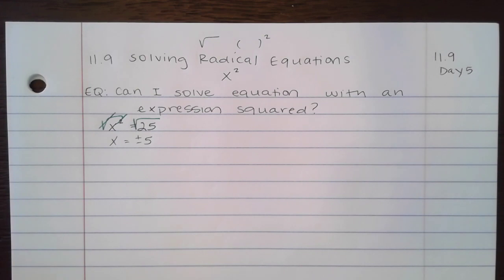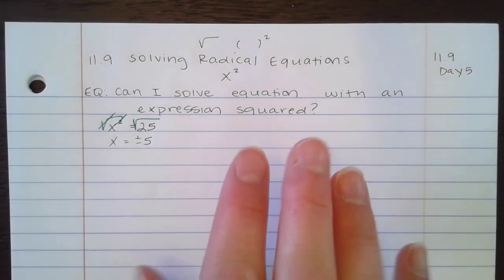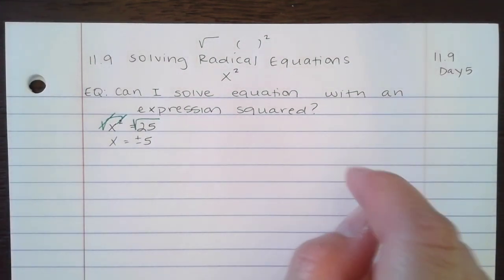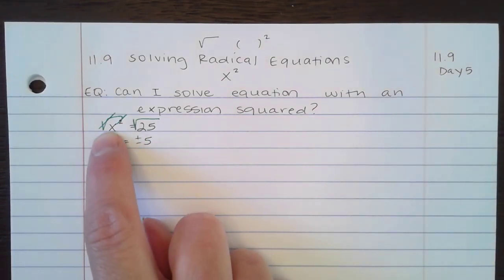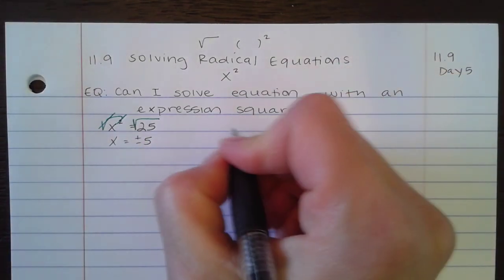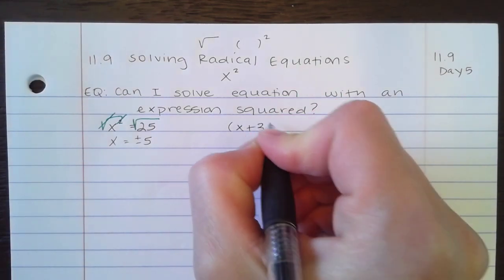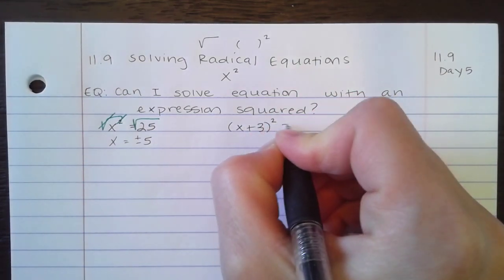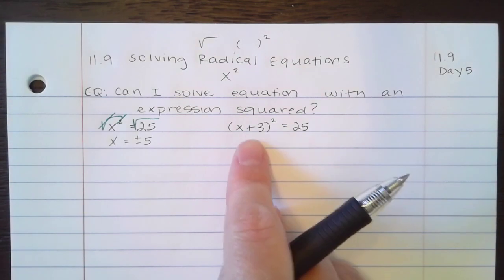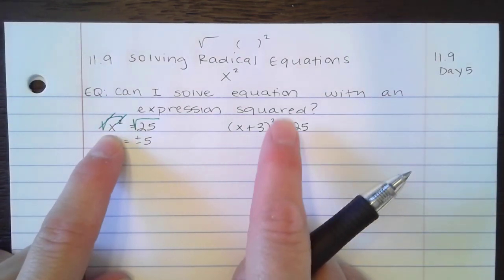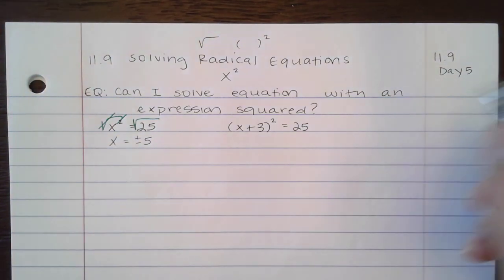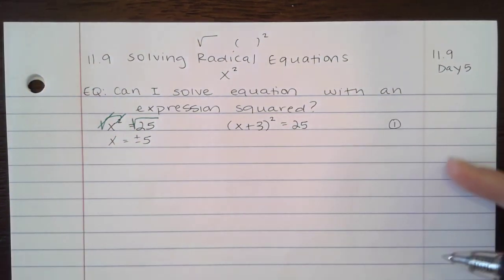What you are doing today is not a new topic. We're just going to look and see what happens if it's not just x. What if it is something like this? X plus 3 squared is equal to 25. So let's look at the similarities and differences. Instead of just an x squared, that's an x plus 3 squared is equal to 25. And you're going to solve using the same steps as we did in our previous days.